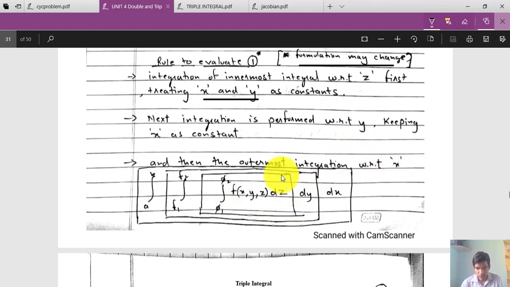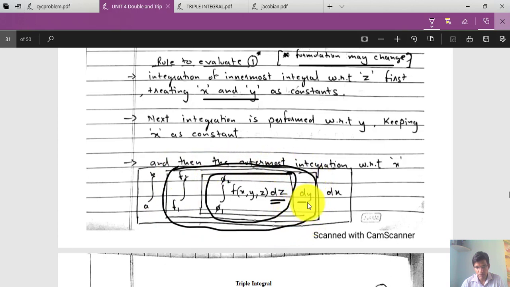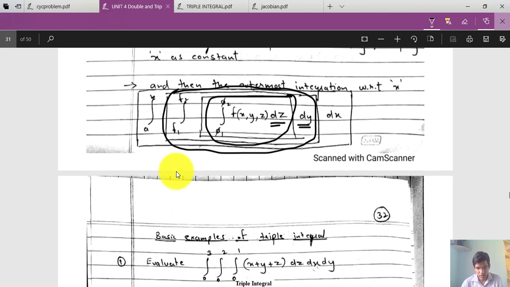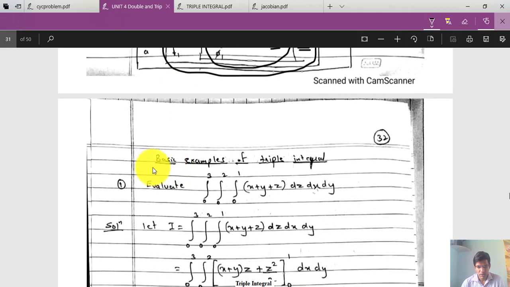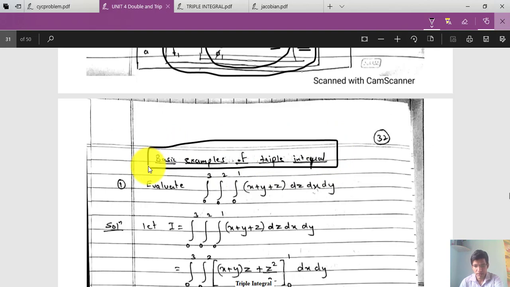So what I do is I integrate this first with respect to its limiting points over dz. Then I take this integral after evaluation and integrate it with respect to dy, and then finally I take the outermost integral, right? Now let us see some basic examples of triple integral.